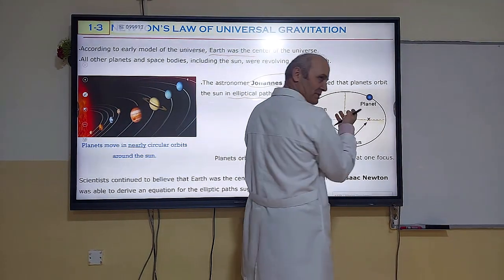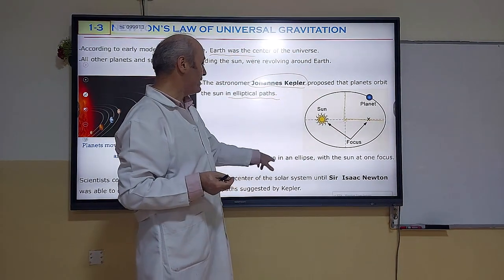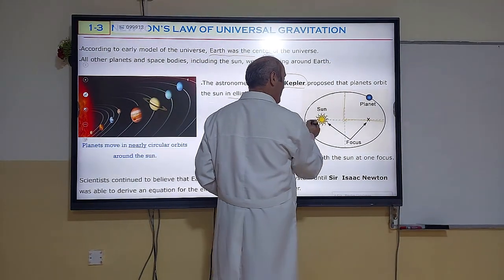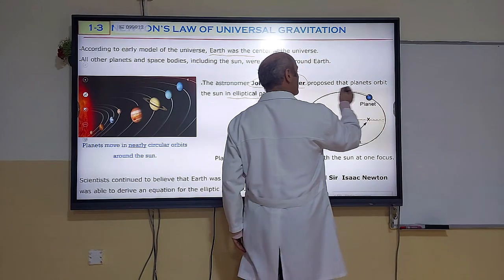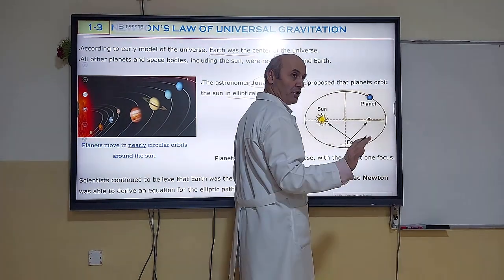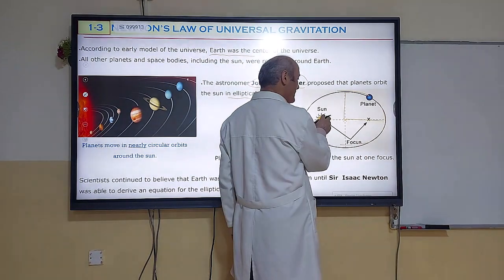This is an ellipse, and planets are orbiting the sun in an ellipse. This is the path followed by a planet, which can be Earth, Mars, Jupiter, Saturn. But where is the sun? Is it at the center? No. The sun is located at the focus.